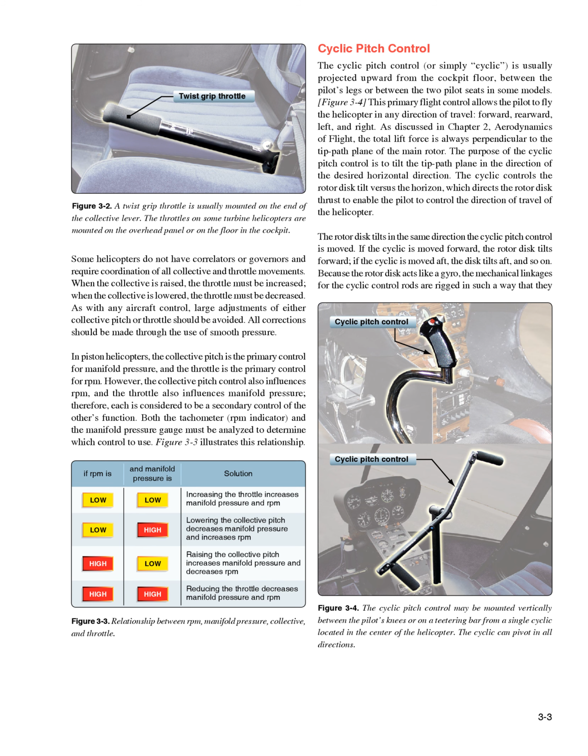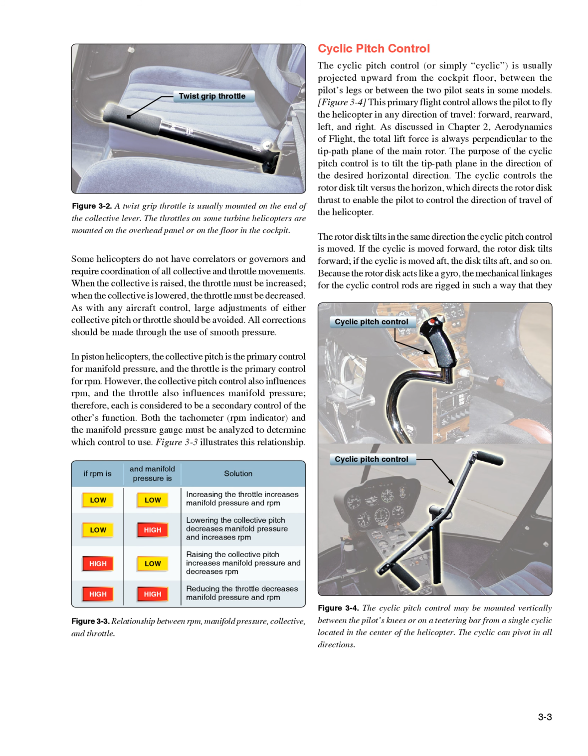As with any aircraft control, large adjustments of either collective pitch or throttle should be avoided. All corrections should be made through the use of smooth pressure. In piston helicopters, the collective pitch is the primary control for manifold pressure, and the throttle is the primary control for RPM. However, the collective pitch control also influences RPM, and the throttle also influences manifold pressure. Therefore, each is considered to be a secondary control of the other's function. Both the tachometer, RPM indicator, and the manifold pressure gauge must be analyzed to determine which control to use. Figure 3.3 illustrates this relationship.